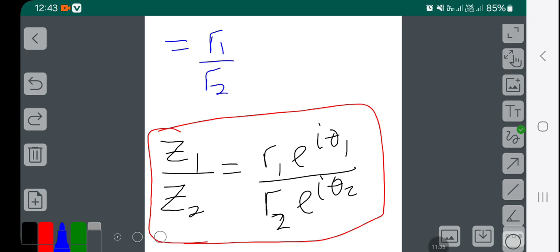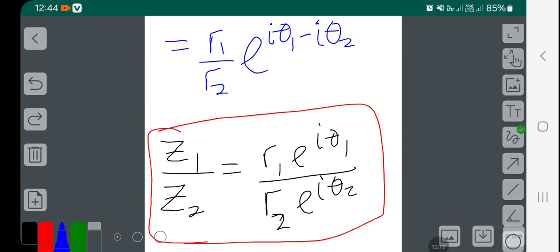Next, since we are dividing, you subtract your exponents. Which are your exponents? My exponents here are i theta 1 and i theta 2. So whenever you're dividing, you subtract your exponents. It's going to be i theta 1 minus i theta 2. That is very important when I divide.